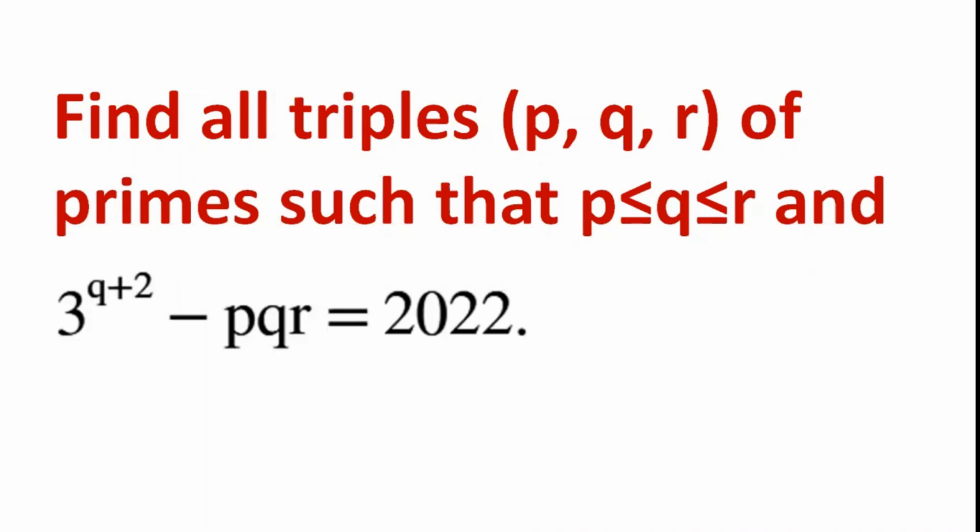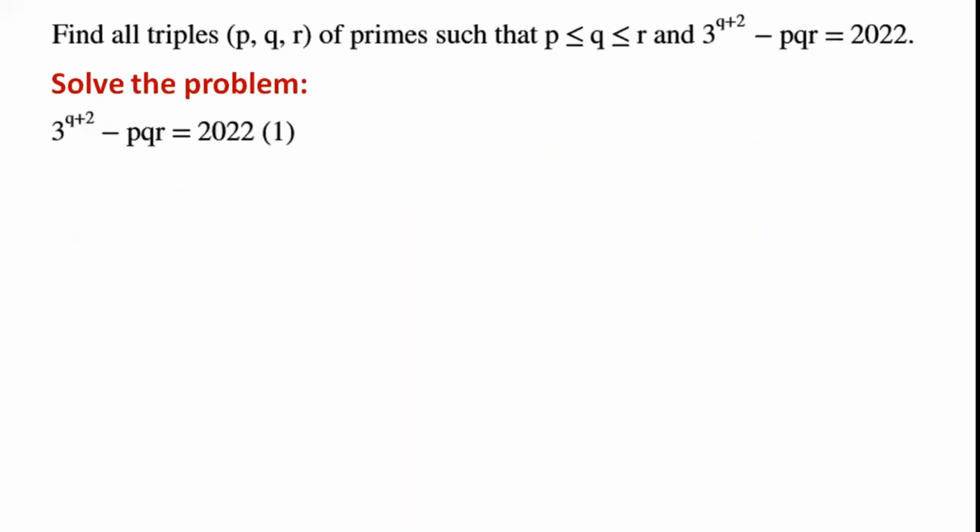Find all triples P, Q, R of primes such that P is less than or equal to Q is less than or equal to R, and 3 to the power of Q plus 2 minus PQR equals 2022. There are 3 variables and 1 equation.